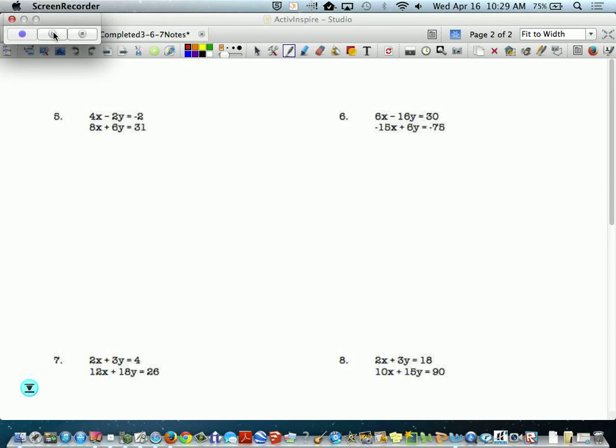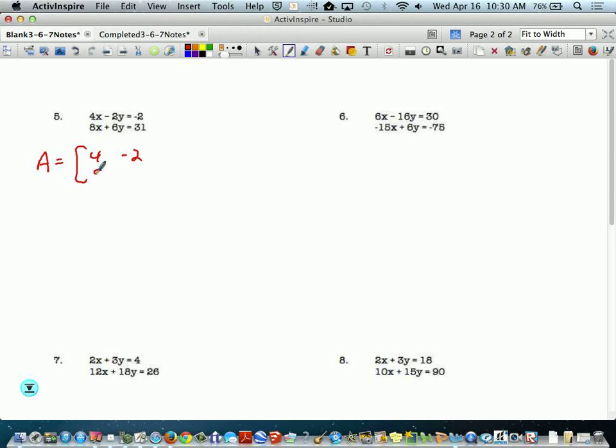The last technique that I'm going to show you is using your calculator. It's called the matrix technique. Now, to use the matrix technique, maybe I'll end up showing you one more, but no, probably not. The other one would be to do the matrix. So we want to put matrix A is 4, -2, 8, and 6. And matrix B will be -2 and 31.